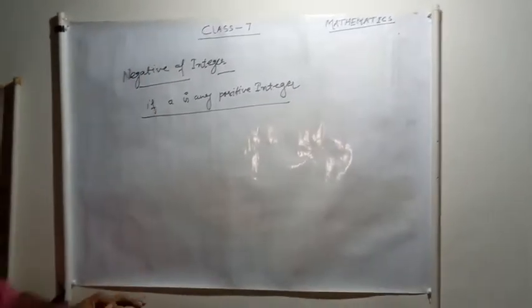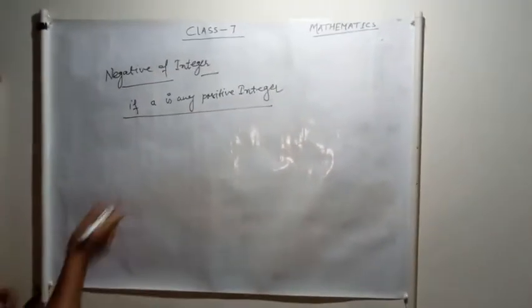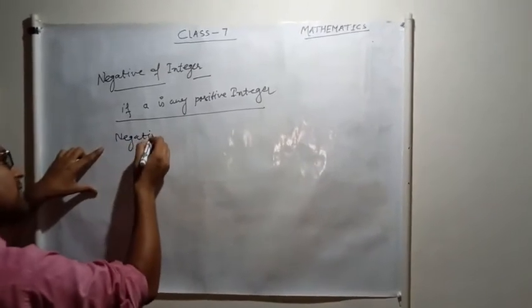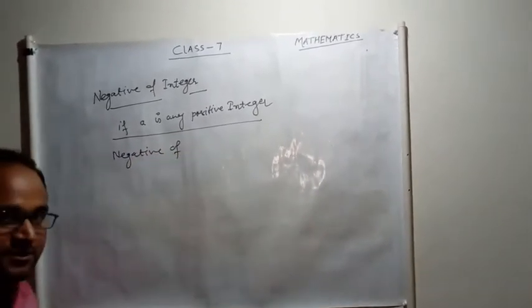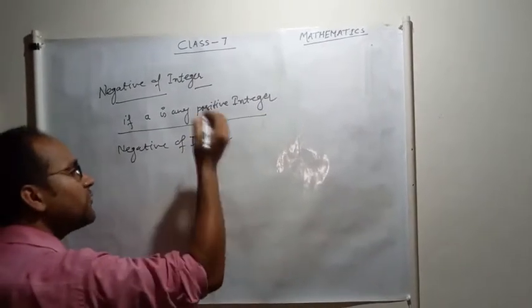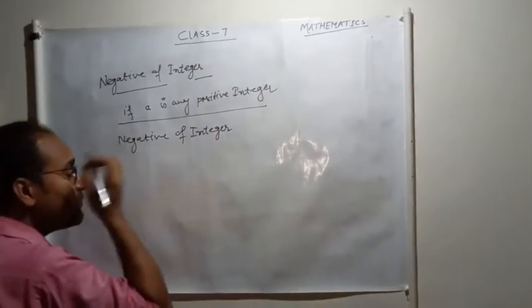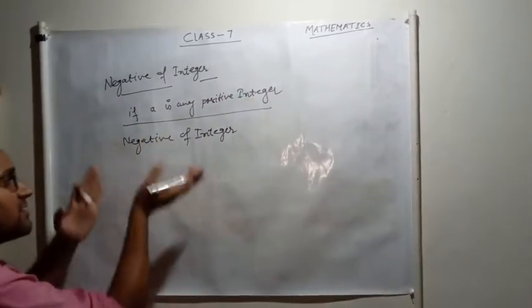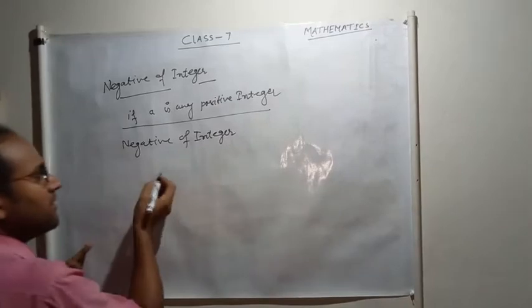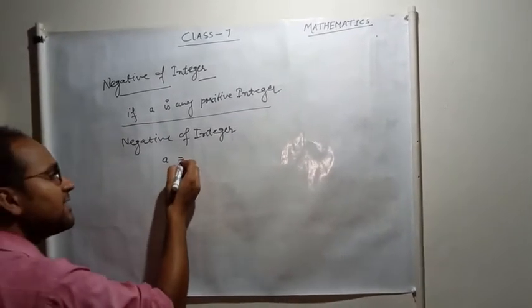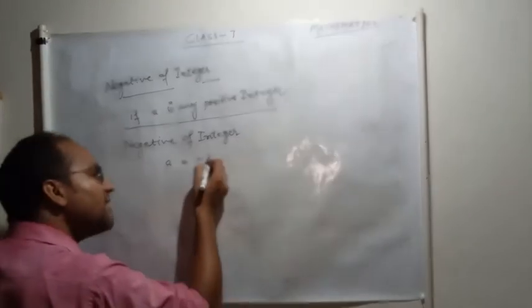If I am going to find the negative of an integer, it is very easy. Negative of integer, a is any positive integer. Negative of integer means that for a, it is negative of a, minus a.